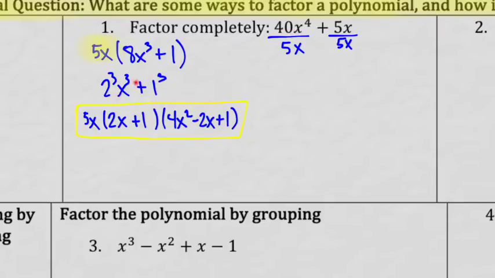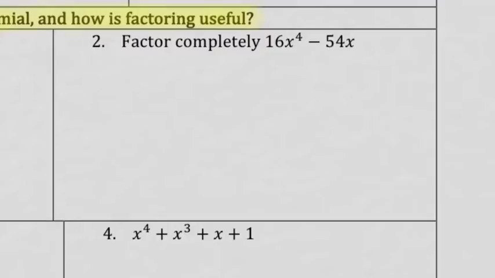If you do a sum of two perfect cubes, or the difference of two perfect cubes, your quadratic here is never going to be able to be factored out. Okay, it's going to be irreducible. So at this point, you are done. You have factored completely. Okay, watch me do it again.